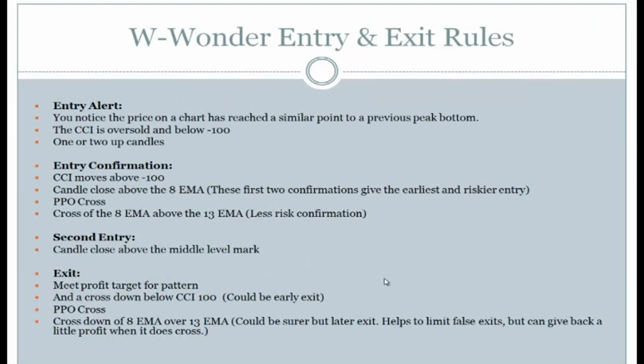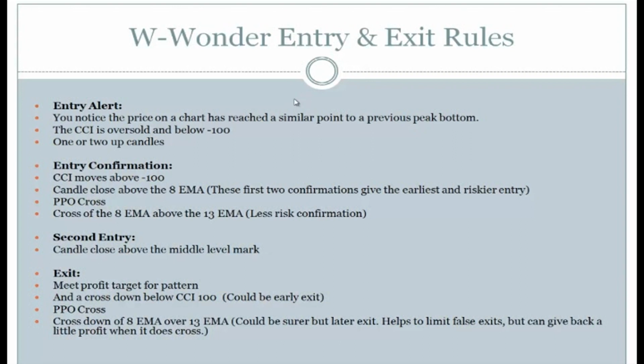The W has its own set of alerts and confirmations for entry and exit. You will begin to notice the price on the chart has reached a similar point to a previous peak, a bottom level. We're looking at the bottom peaks of the W. The CCI is oversold and below minus 100. And there may be 1 or 2 up candles that show that there may be a trend reversal.